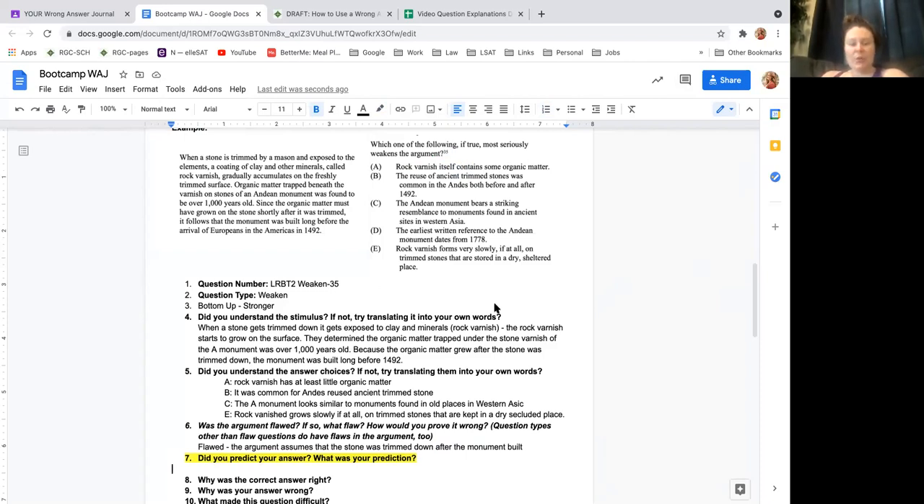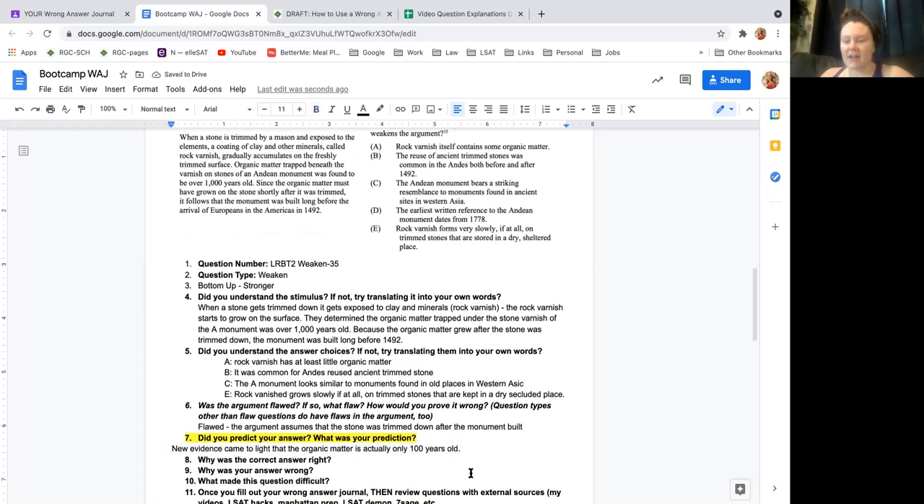My prediction, let's say, was that new evidence came to light that the organic matter is actually only 100 years old. So let's say that this was my prediction. I want to think about it. Was this a good prediction? Would this have worked? Could I have come up with a better prediction?